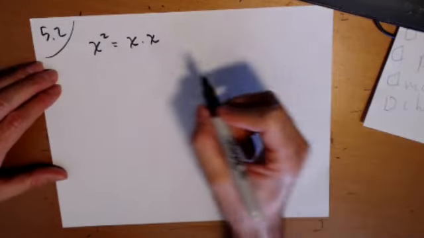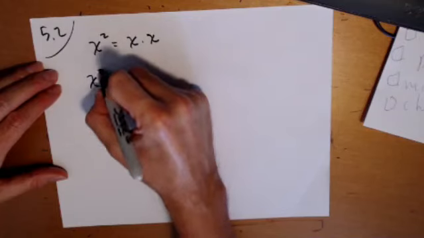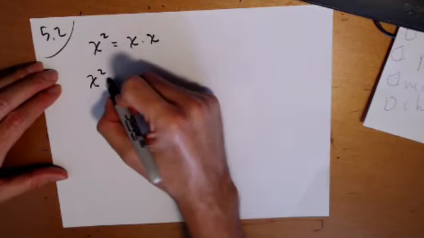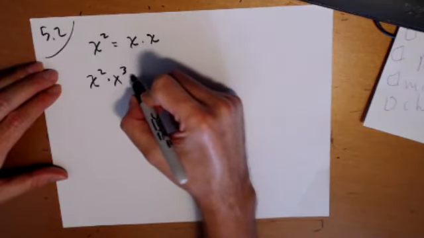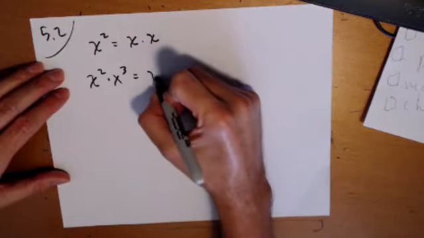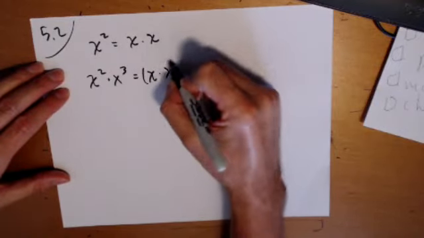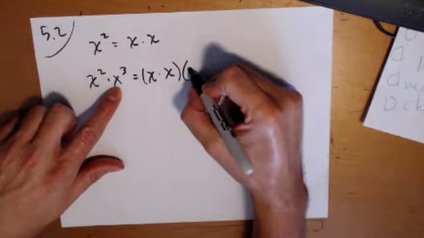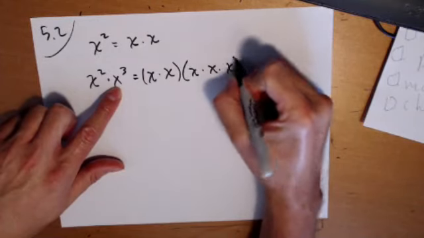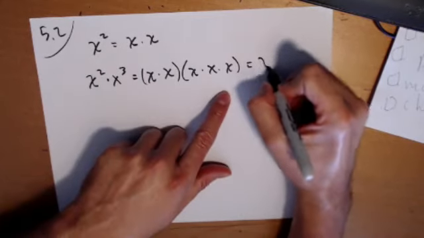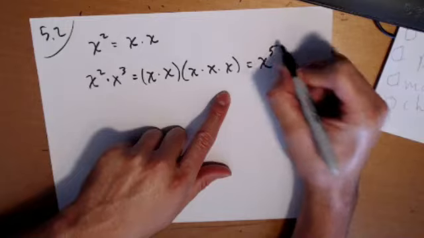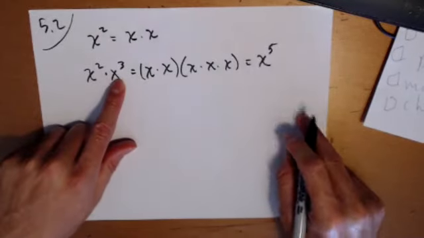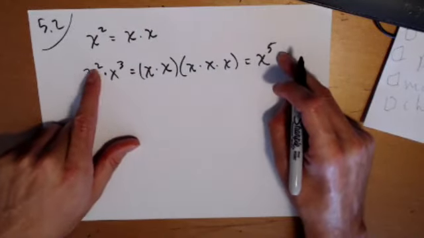Okay. So if we were to have x squared times x cubed, well, that's just saying x squared is just x times x, right? And isn't x cubed just a lazy way of saying x times x times x? How many of them are there? 5. Okay, so we've established the rule. X squared times x cubed is x to the 5th. So you're just adding them up. 2 plus 3 is 5.